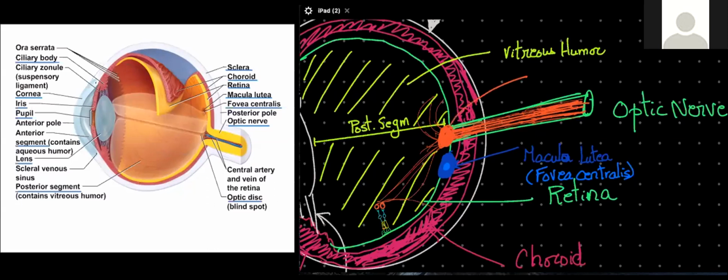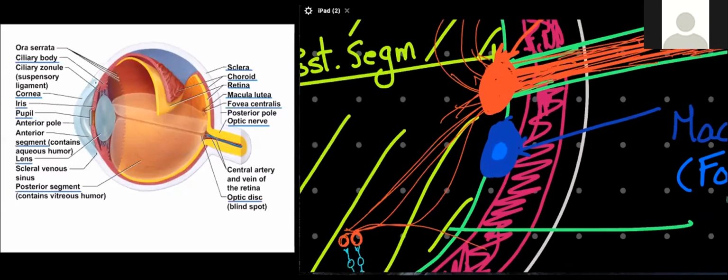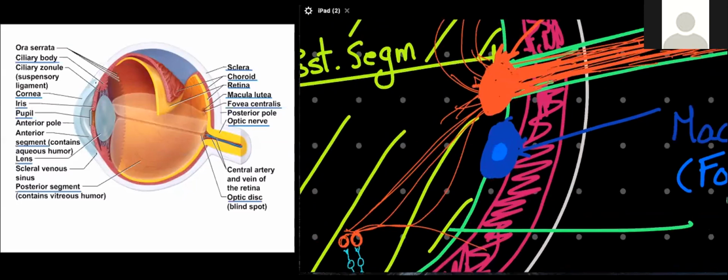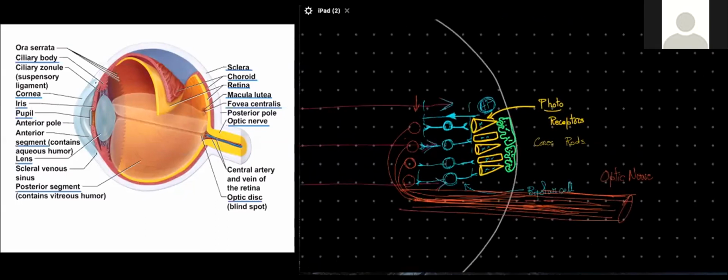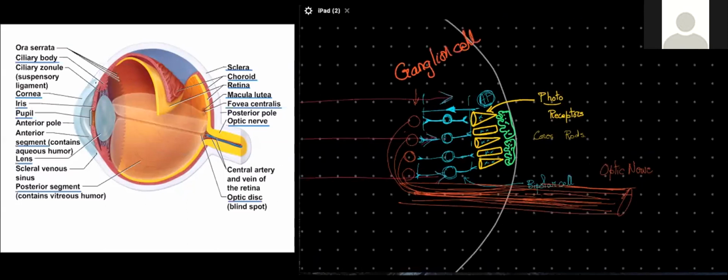Looking here closer at this part in the retina. This part in the retina doesn't have photoreceptors. It has only the axons of those cells. And we call those cells, by the way, ganglion cells. So this part in my retina doesn't have photoreceptors. It's only formed of the axons coming from the ganglion cells. We call this region in the retina my optic disc.